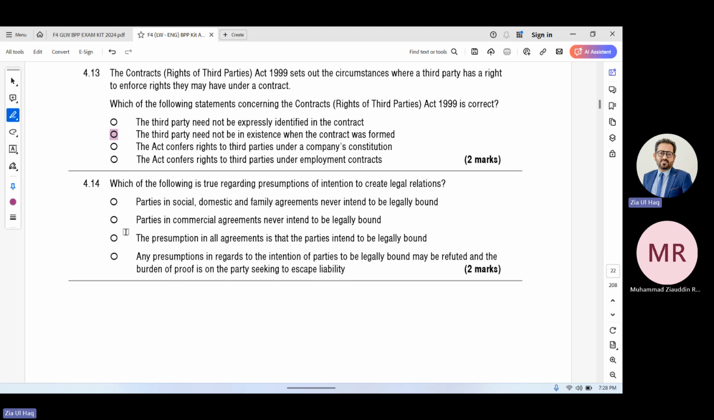The presumption in all agreements is that the parties intend to be legally bound. The presumption in all agreements in case of social law. Any presumption in regard to the intention of parties to be legally bound may be reversed, and the burden of proof is on the party seeking to escape liability. Ultimately, the party who is denying liability has to prove it. So this is option D.